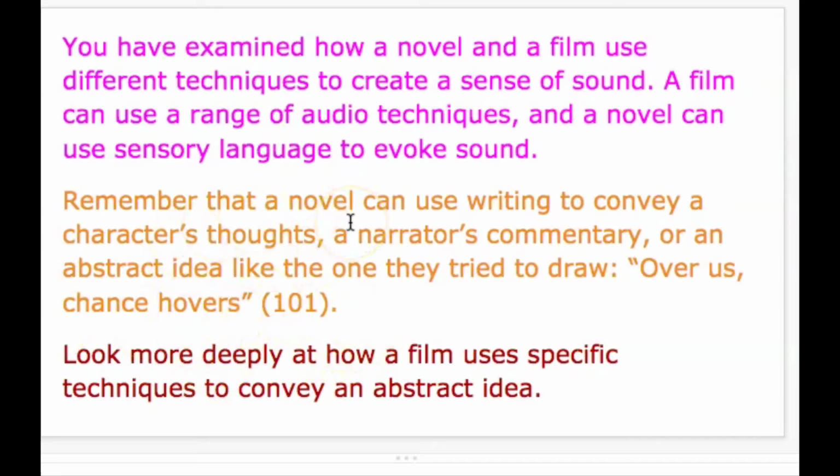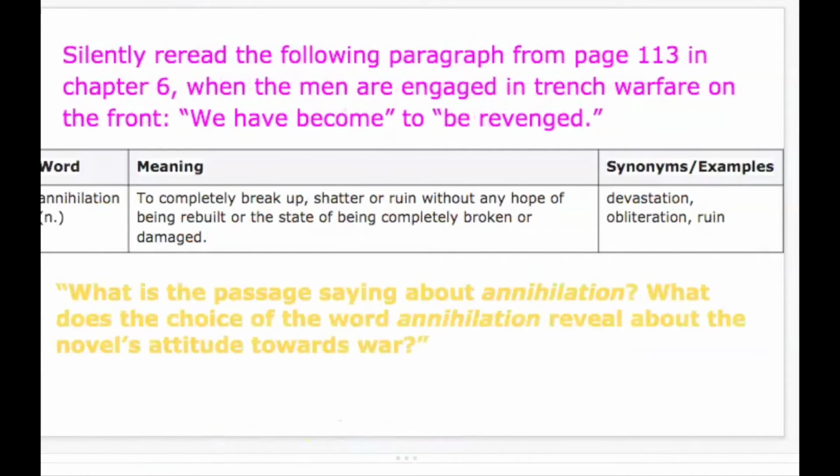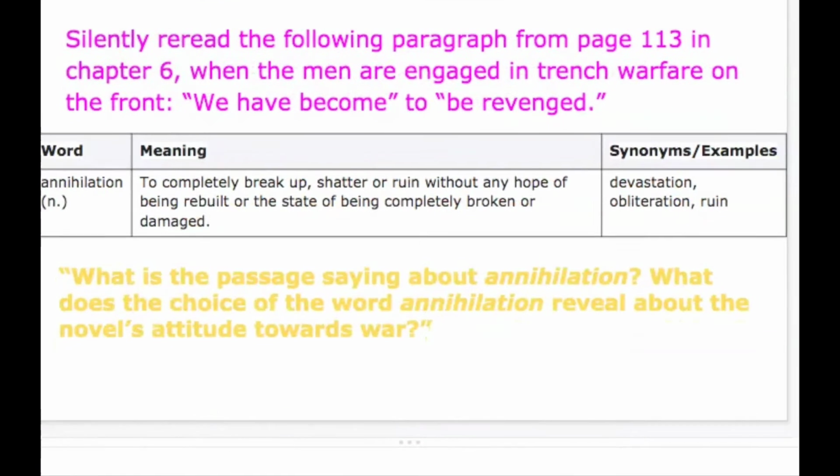Remember that a novel can use writing to convey a character's thoughts or an abstract idea. Look more deeply at how a film uses specific techniques to convey an abstract idea. So let's look at this.